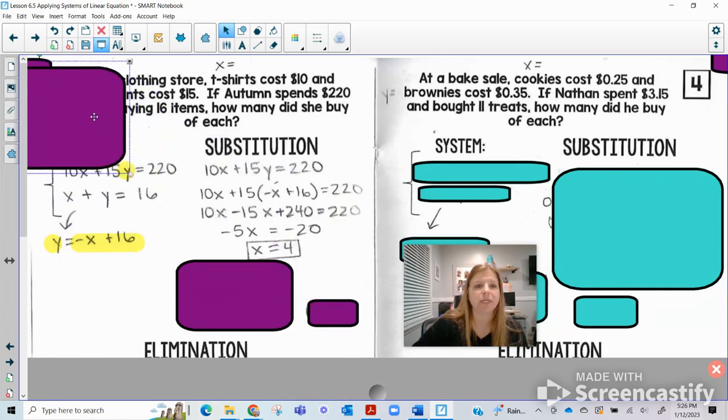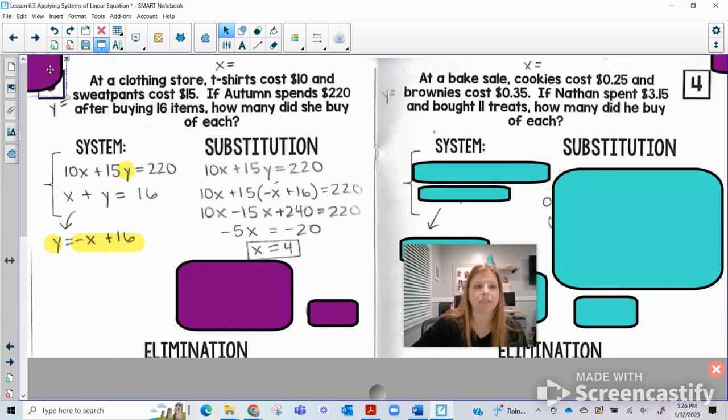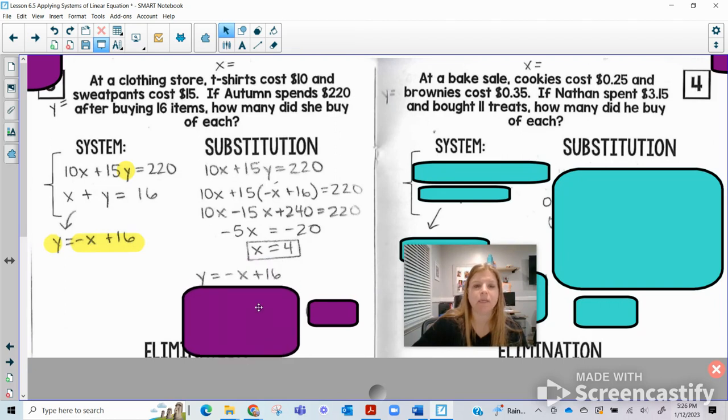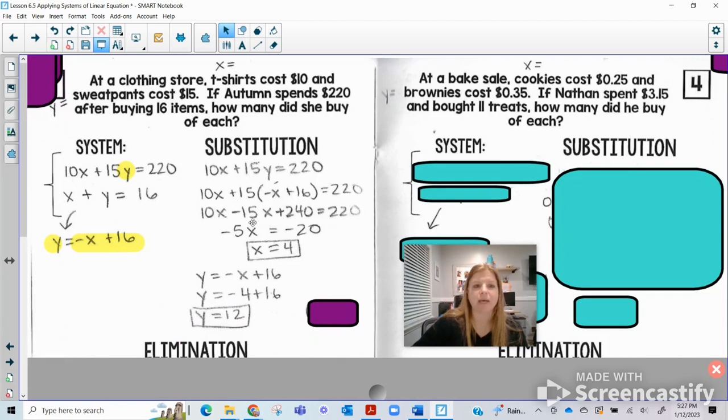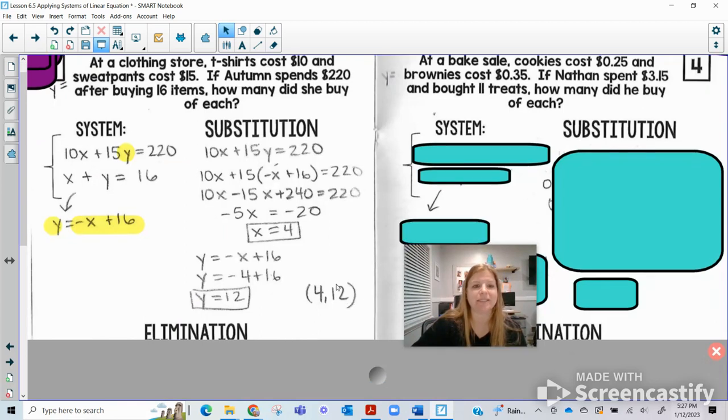After doing some distributing and solving, we end up getting x equals 4. Once we know what x equals, we would then take that value of 4 and substitute it back in for x into my y equals equation. So since I know that y is equal to negative x plus 16, that means that y is equal to negative 4 plus 16, which is 12. And I end up getting a solution of (4, 12). 4 t-shirts and 12 sweatpants. That's a lot of sweatpants.